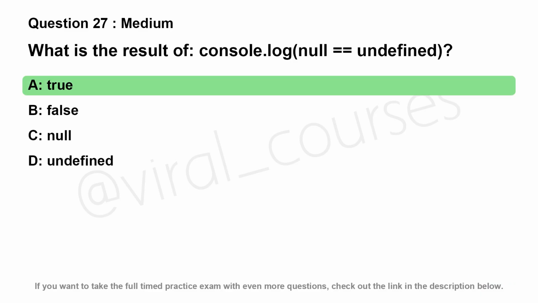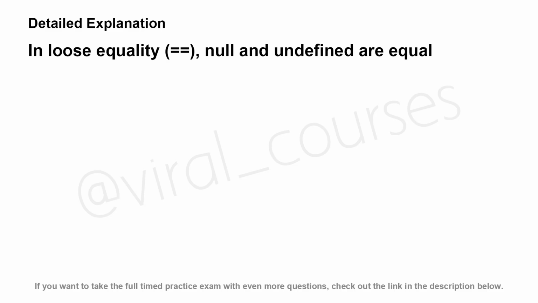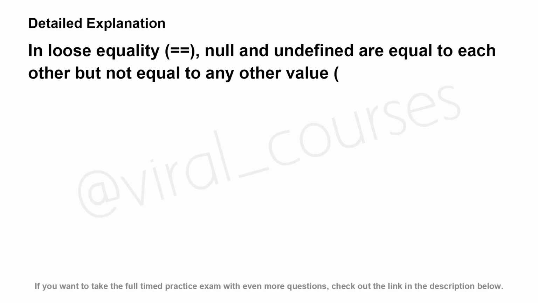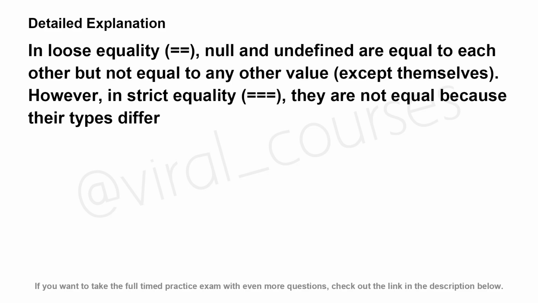The correct answer is A. In loose equality, ==, null and undefined are equal to each other but not equal to any other value, except themselves. However, in strict equality, ===, they are not equal because their types differ.